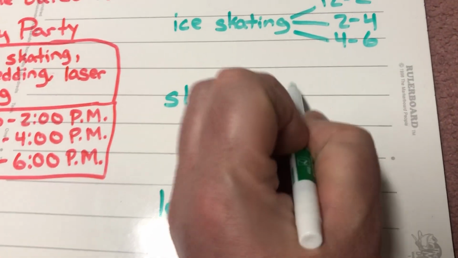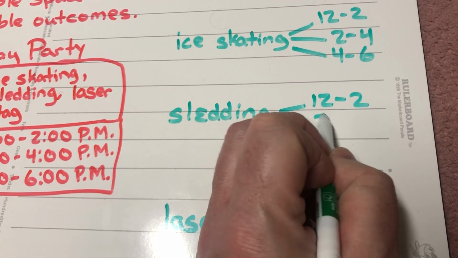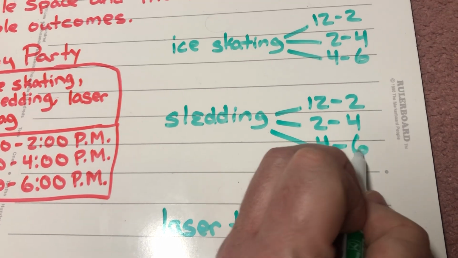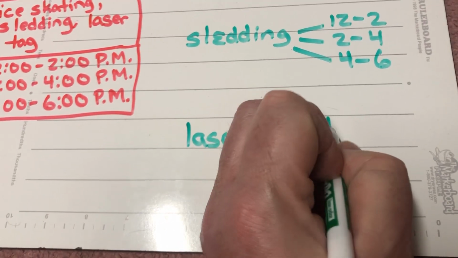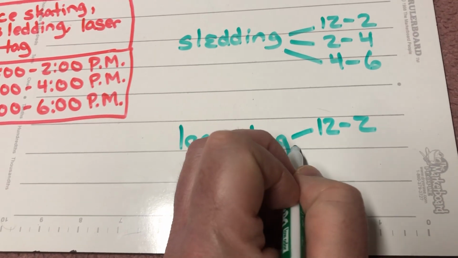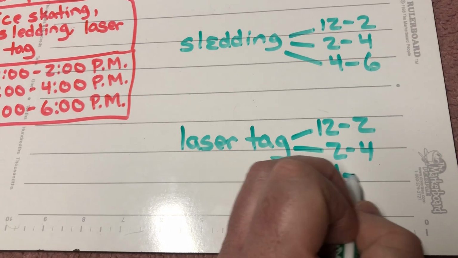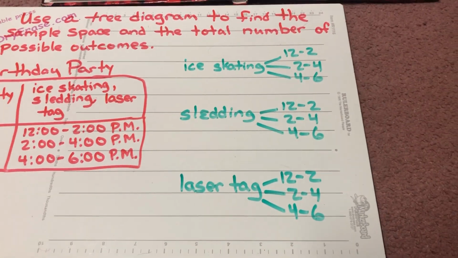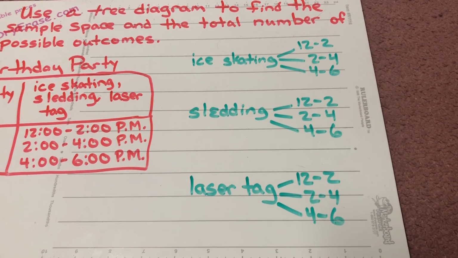I could then do sledding from 12 to 2. I could do sledding from 2 to 4, or I could do sledding from 4 to 6. Or I could choose to do laser tag from 12 to 2, laser tag from 2 to 4, or I could do the laser tag from 4 to 6. Now we want to create our sample space. We want to create our sample space with all the possible outcomes.